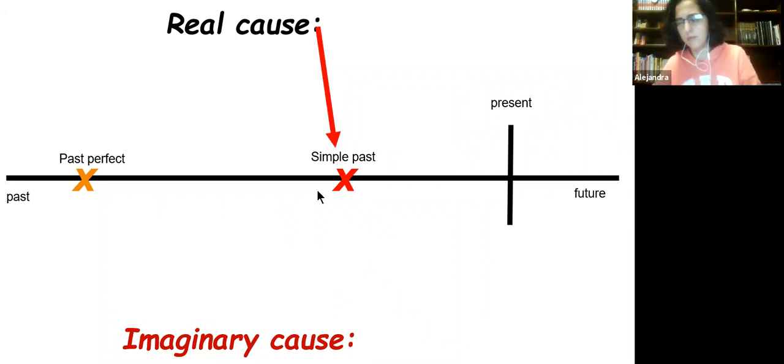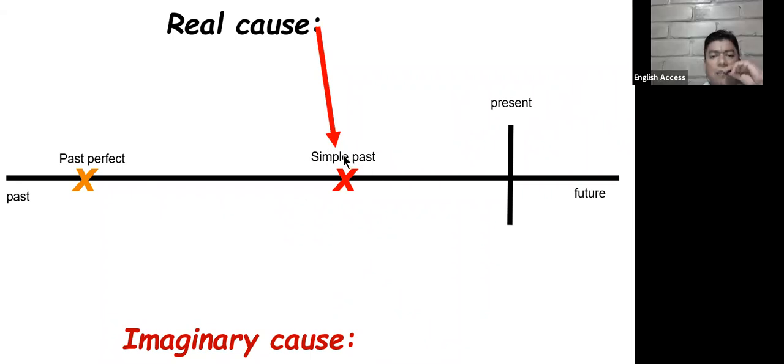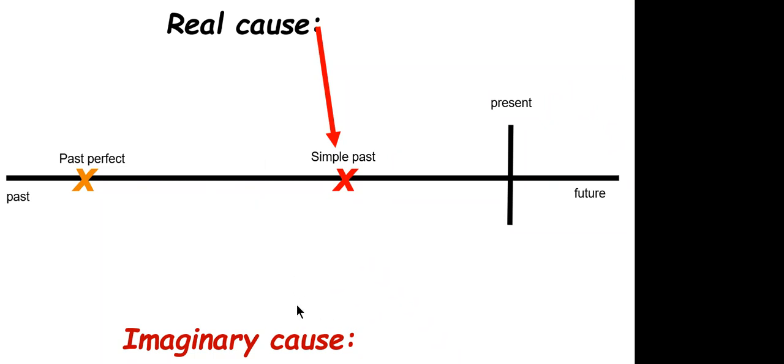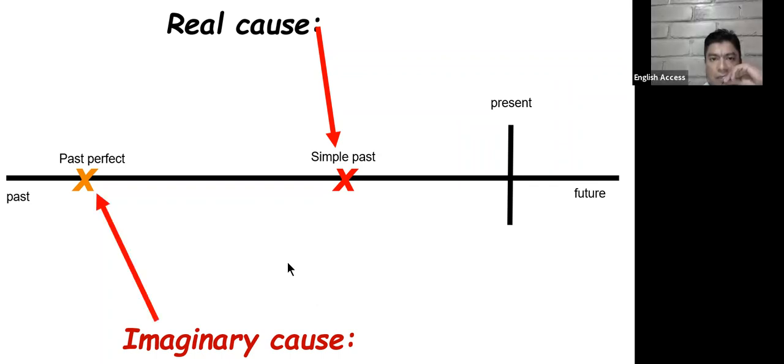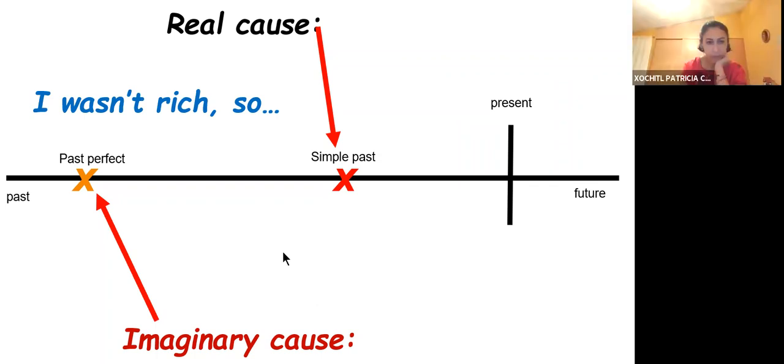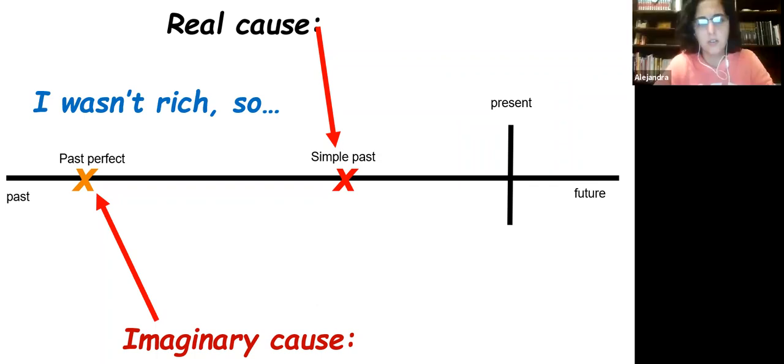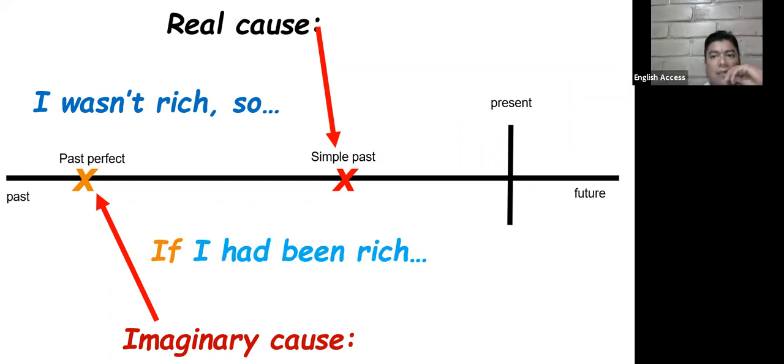Now, real cause. When the real cause is in the simple past, how do we explain our imaginary causes? With past perfect. Some examples. I wasn't rich. So, imaginary cause: if I had been rich.